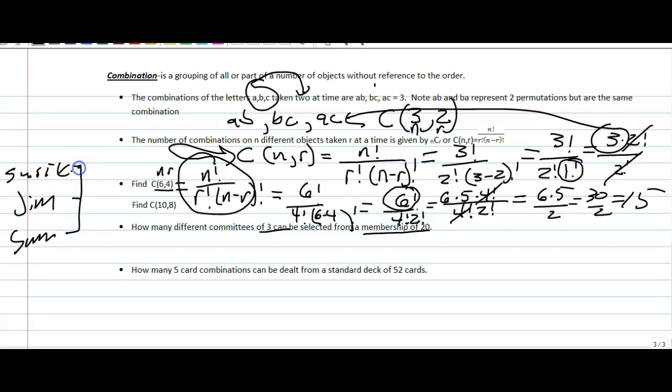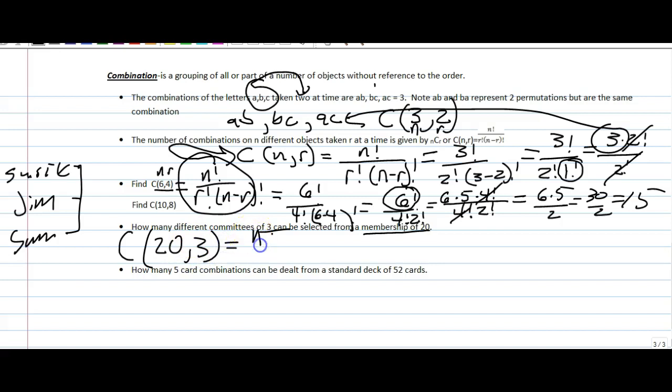So here I'm not interested in the different number of permutations or the order in which I choose. What I'm looking at here is the number of different groups that can be formed. That's what a committee is, a group from 20 members. Again, Susie, Jim, Sam, and Sam, Jim, Susie, they're all the same committee, regardless of what order I choose them in. So the order is not important. So this is a combination of 20 different people taken 3 at a time.